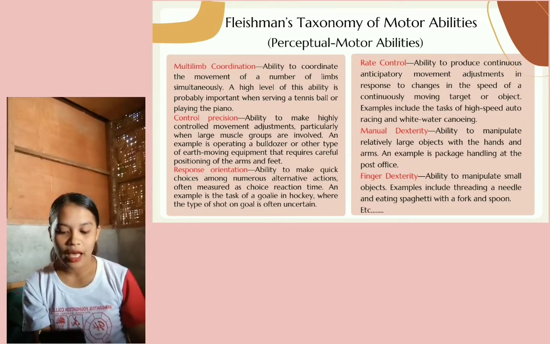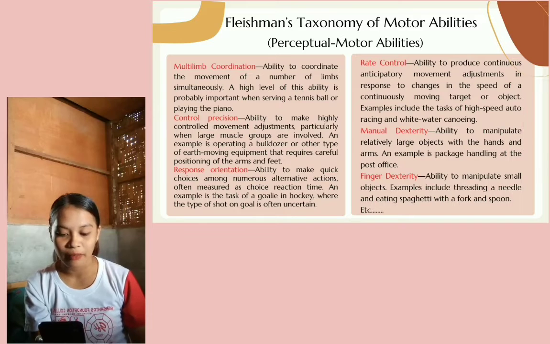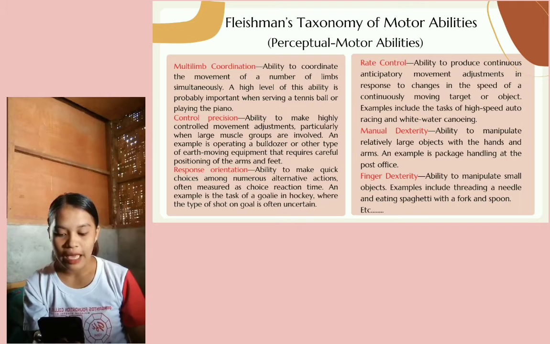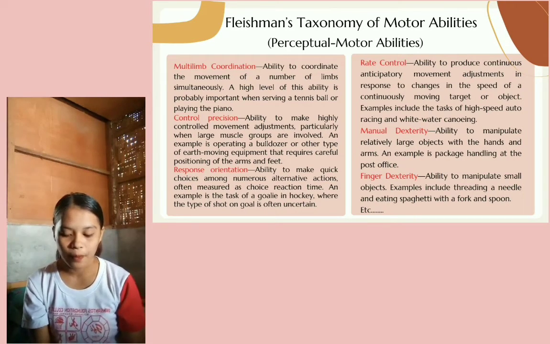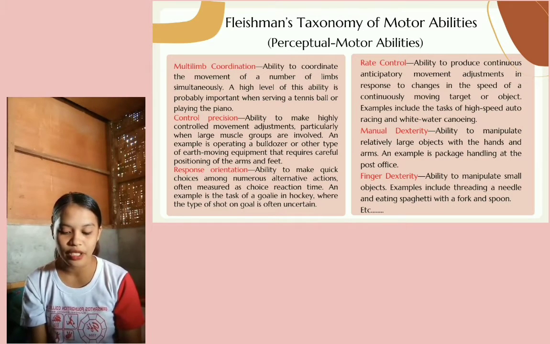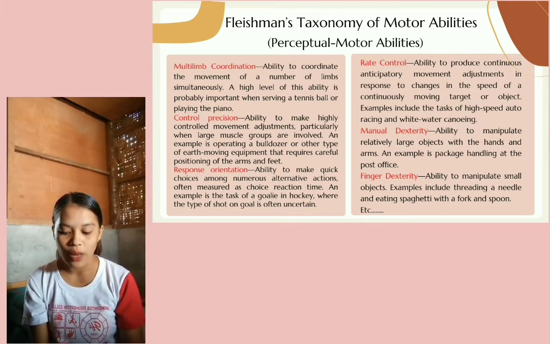Control precision: the ability to make highly controlled movement adjustments, particularly when large muscle groups are involved. An example is operating a bulldozer or other type of earth-moving equipment that requires careful positioning of the arms and feet. Control precision can be described as an ability that allows one to make a rapid movement to precisely control a machine or vehicle. The concept is highly applied in the manufacturing sector, especially when making various machinery.